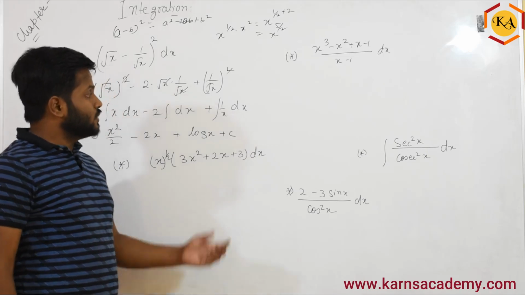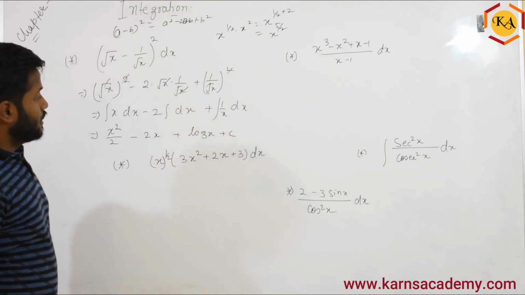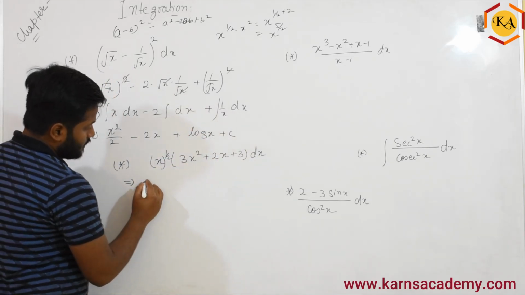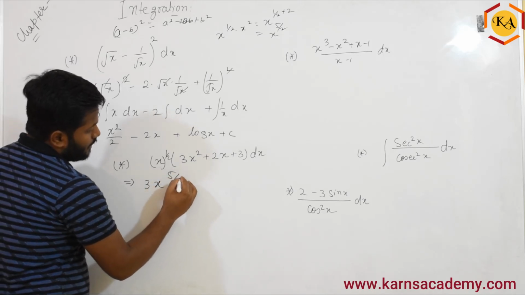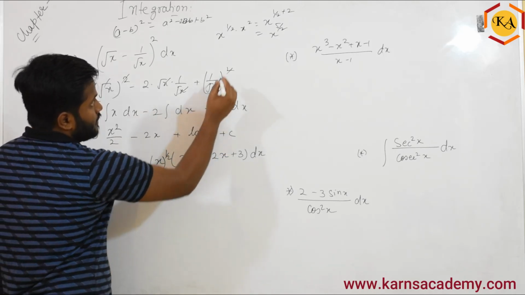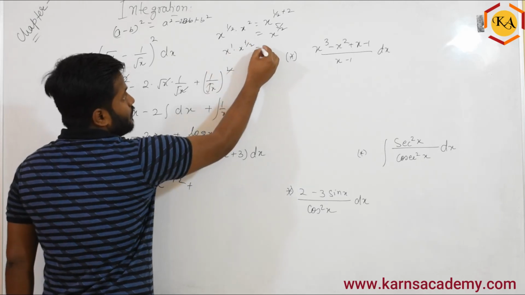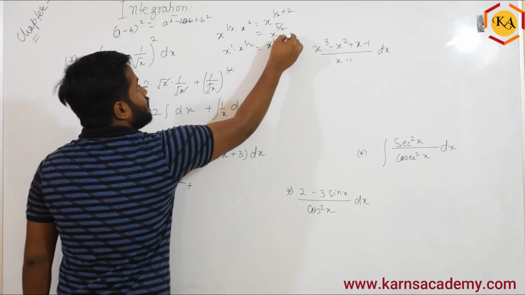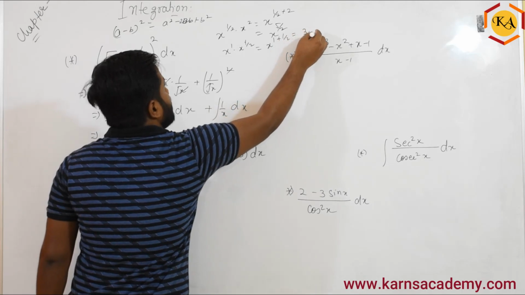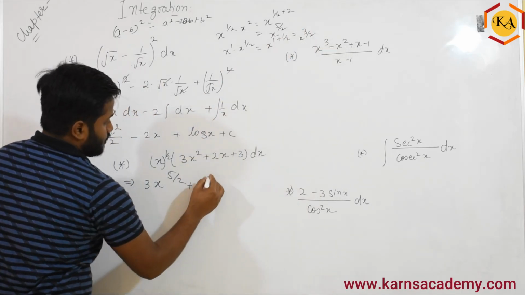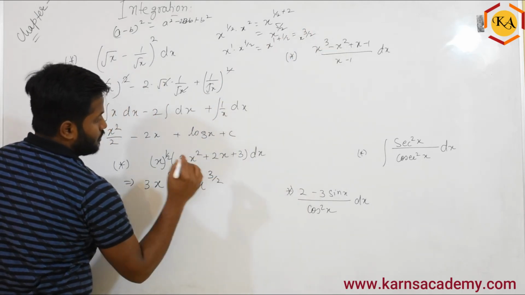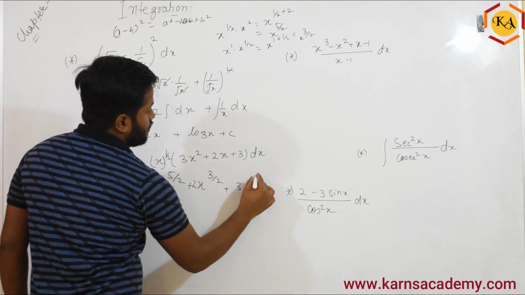Correct? So in that condition, what will happen? Here, if you multiply this, 3 x to the power 5 by 2 plus, if you multiply this, x into x to the power 1 by 2. So nothing is there, power 1. So x to the power 1 plus 1 by 2. So it is nothing but 3 by 2. So here x to the power 3 by 2 into 2 plus 3 x to the power 1 by 2.